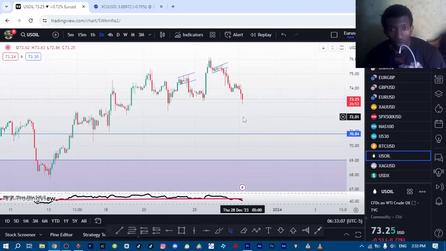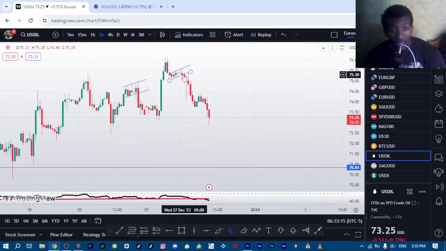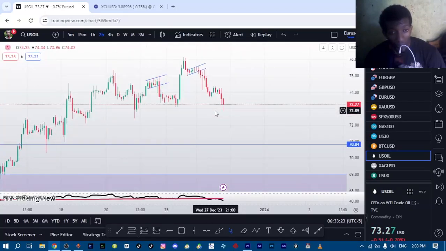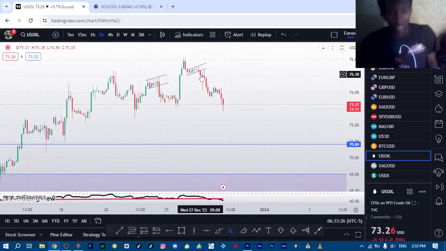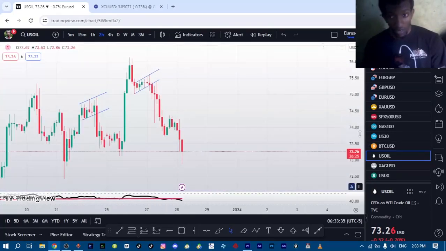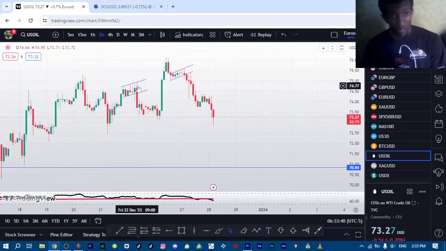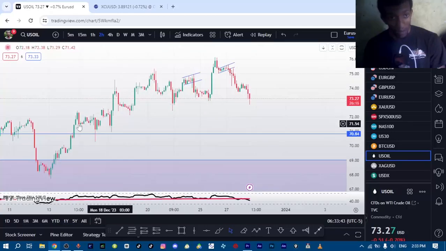So on the US oil there is no trade. Yesterday, as you can see, that was yesterday's trade. I didn't take this trade because I didn't see it. If I had seen this, I would have sold it, and it would have been a great trade. But I didn't see that. I saw it after it reached this line here, this 74 level. Here there was another amazing sale, and down here also there was a great trade.